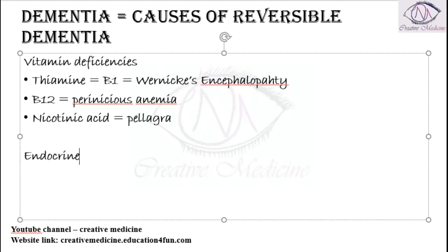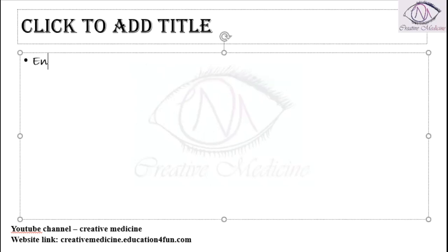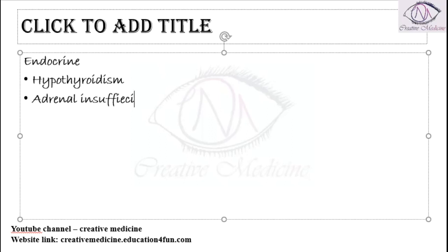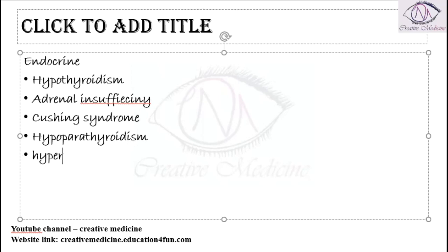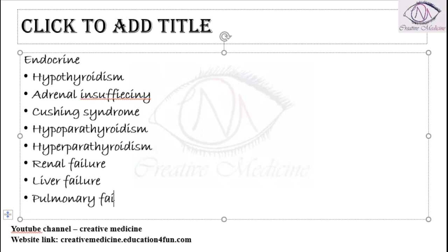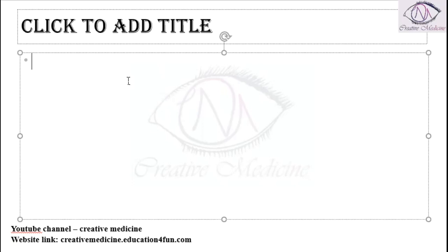The next cause is endocrine cause, or there can be endocrine failure or other organ failure, like hypothyroidism, adrenal insufficiency, Cushing's syndrome or hypoparathyroidism. Not just hypoparathyroidism, even hyperparathyroidism, renal failure, liver failure or pulmonary failure. All these are the endocrine causes of reversible dementia. Then alcoholism will also result in reversible dementia.